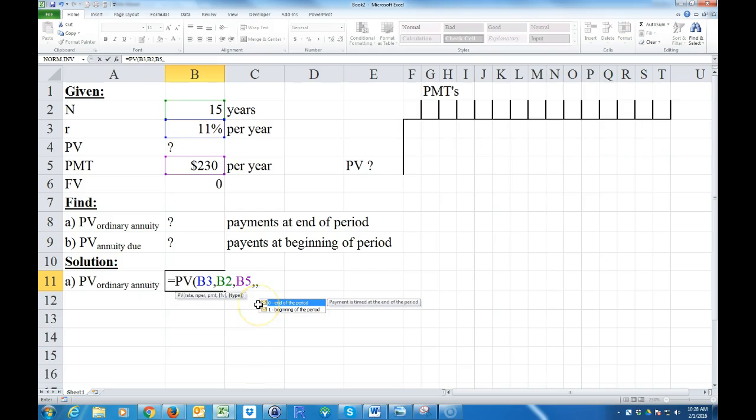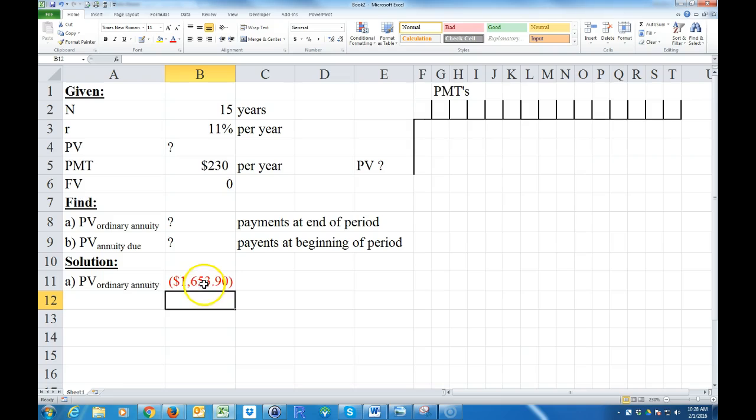It knows it's zero. And the type, well, it says here that zero means the end of the period, which is what we have here. Or you can omit it and not put anything. So now I don't even have to put a parenthesis at the end. I can just hit enter and it's going to put the answer. So it's 1653.90. Now why is it negative? Because I have to invest. That's the cash flow out of my pocket in order to get these positive cash flows later.